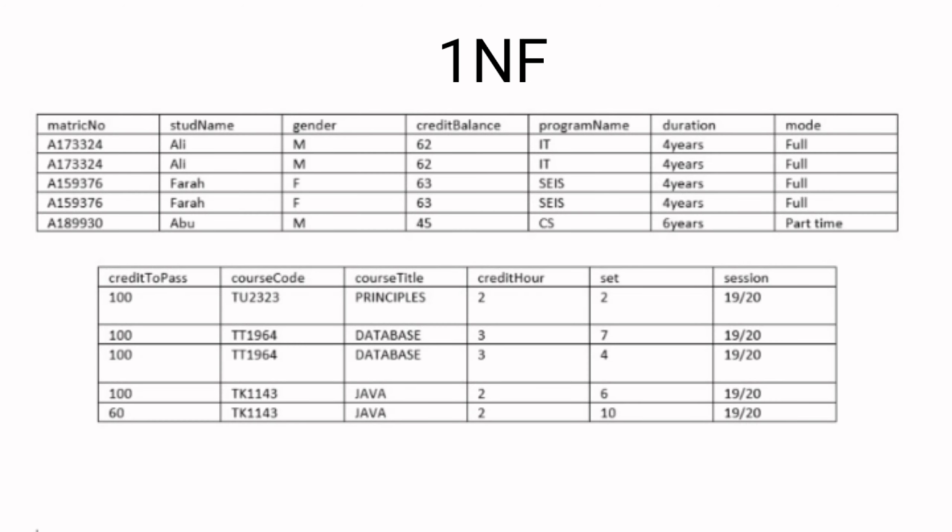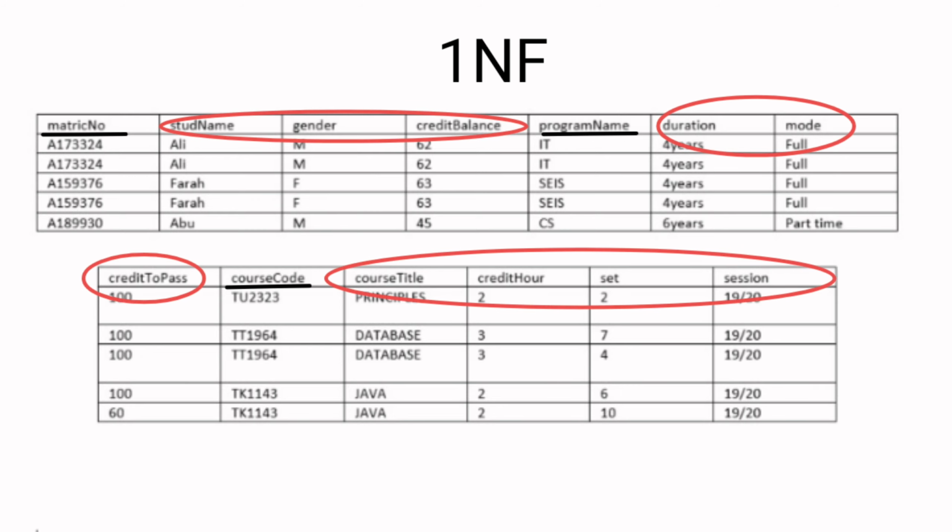I will be explaining the second normal form. From the first normal form, we can identify the primary key and the relation. Therefore, for second normal form, we need to remove the partial dependencies into another table.